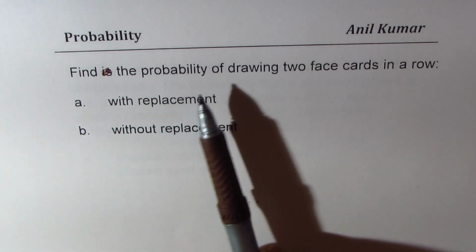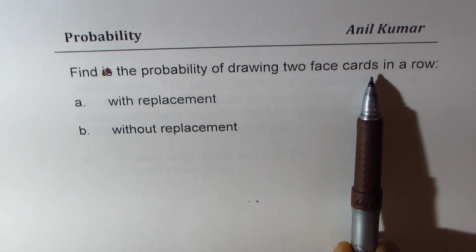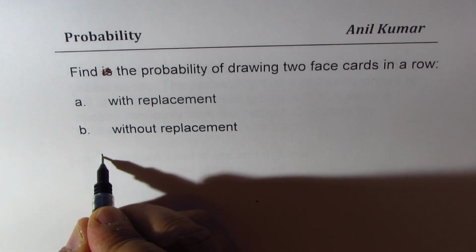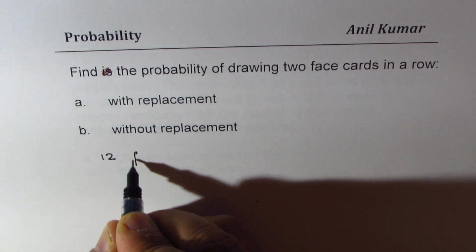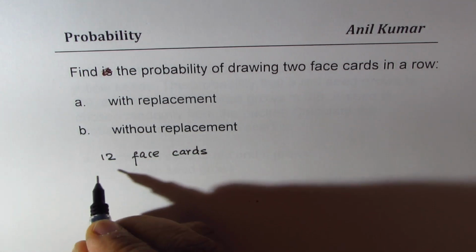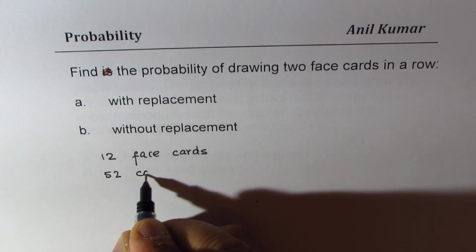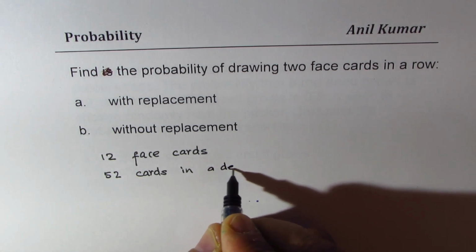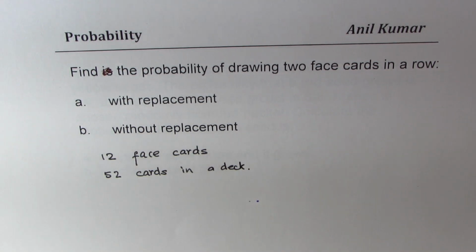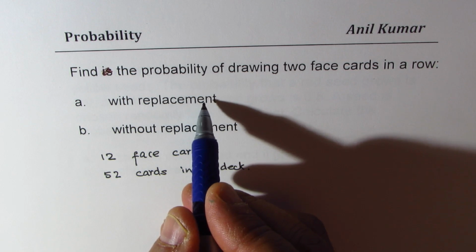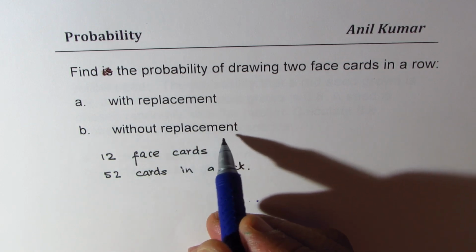find the probability of drawing 2 face cards in a row. So when I say face cards, we know we have 12 face cards and 52 cards in a deck. So when you are drawing, there are two cases here. One is with replacement, the other one is without replacement.